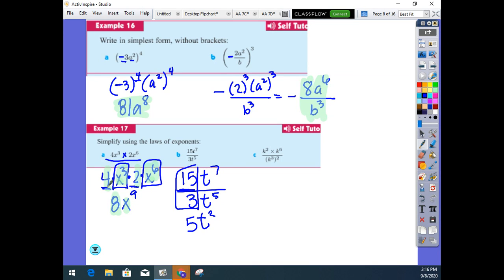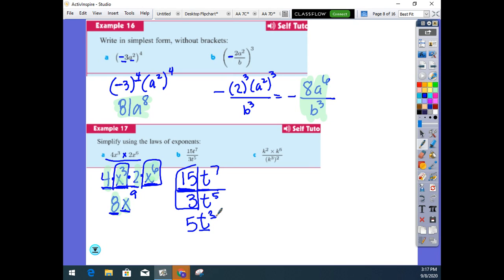So real numbers, just combine those together, whether you're multiplying or dividing. Then use your exponent rules. When you're multiplying bases that are the same, keep the base, add the exponent. When you're dividing bases that are the same, keep the base, subtract the exponent.